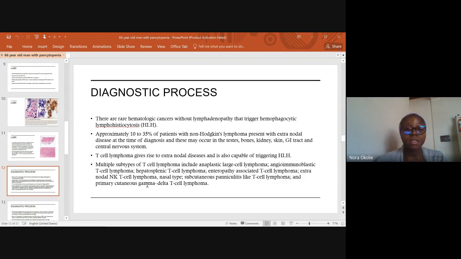The physicians narrowed down the diagnosis to T-cell lymphoma because T-cell lymphoma gives rise to extranodal diseases, and it is also capable of triggering HLH, which is hemophagocytic lymphohistiocytosis. There are multiple subtypes of T-cell lymphoma. However, the physicians were supposed to narrow this down into one particular subtype of T-cell lymphoma.